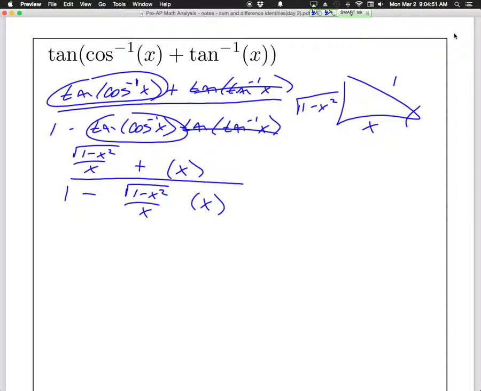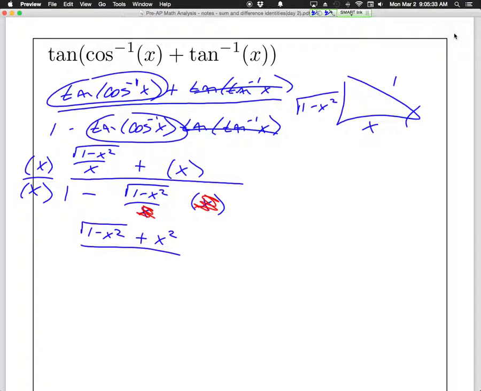We're not done yet. Let's go ahead and cancel these two, and then let's multiply top and bottom by x. Why do you multiply it? Because I've got a fraction of a fraction, so I need to multiply by x. So what does my numerator end up being? Square root of 1 minus x squared plus x squared. What was my denominator ended up being?